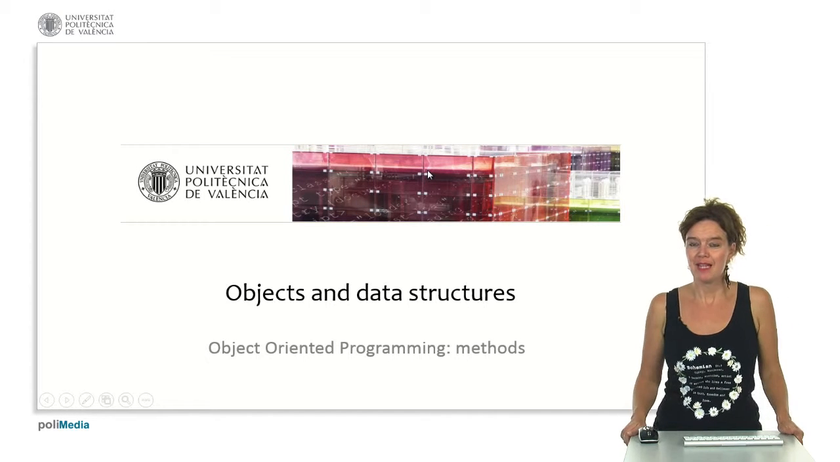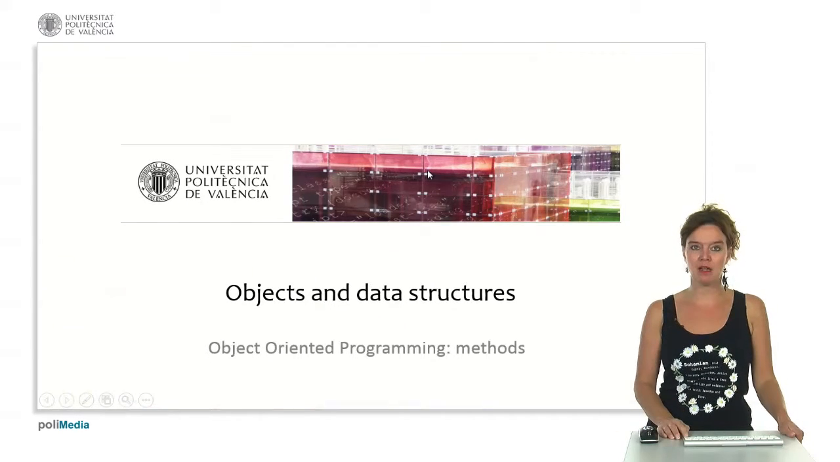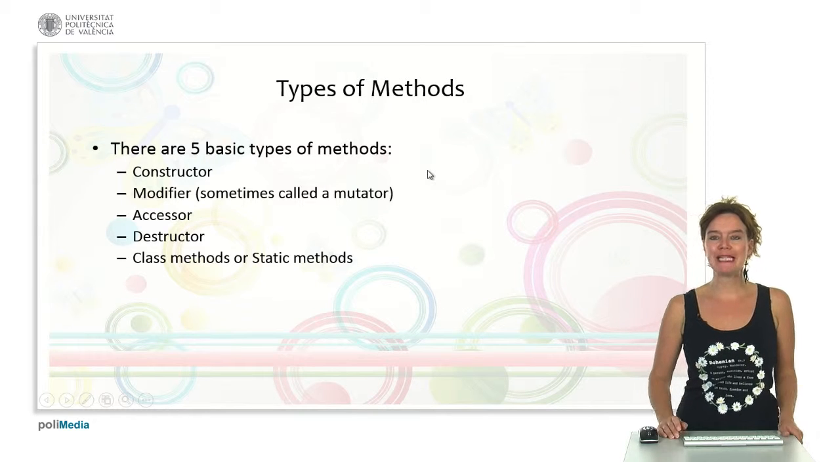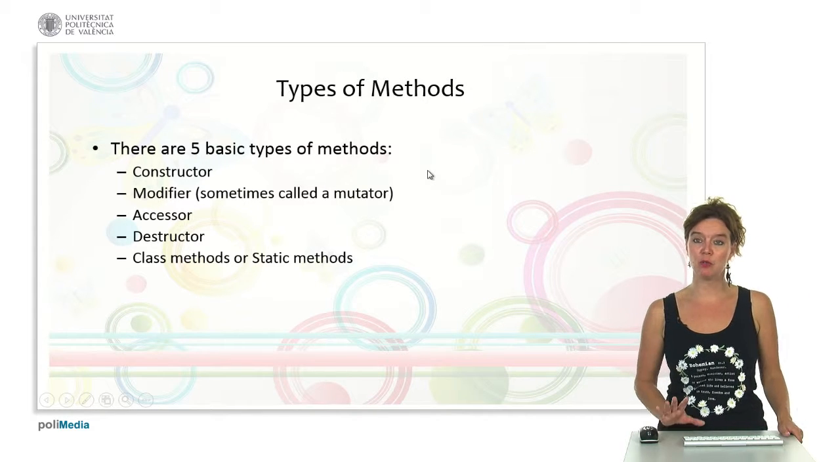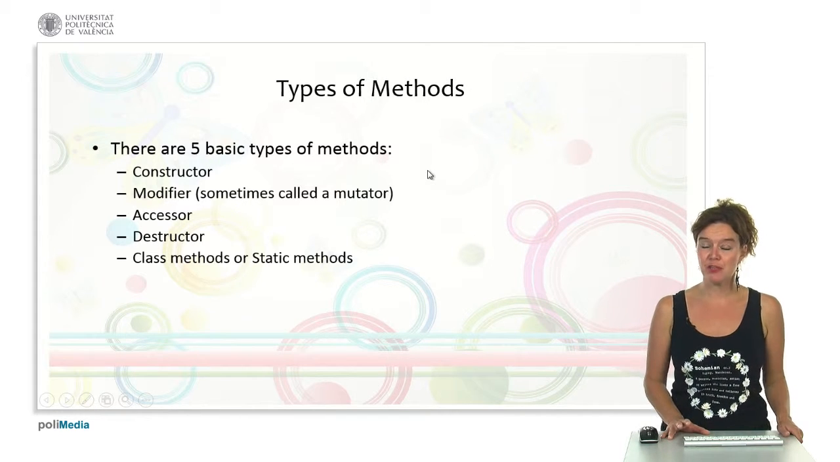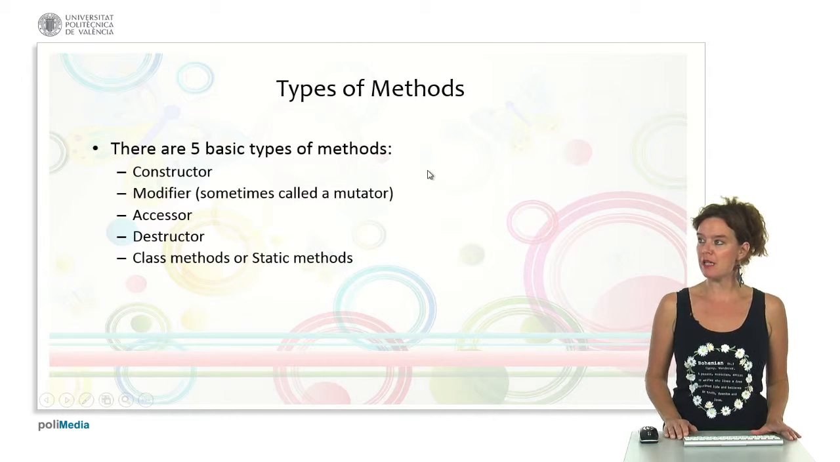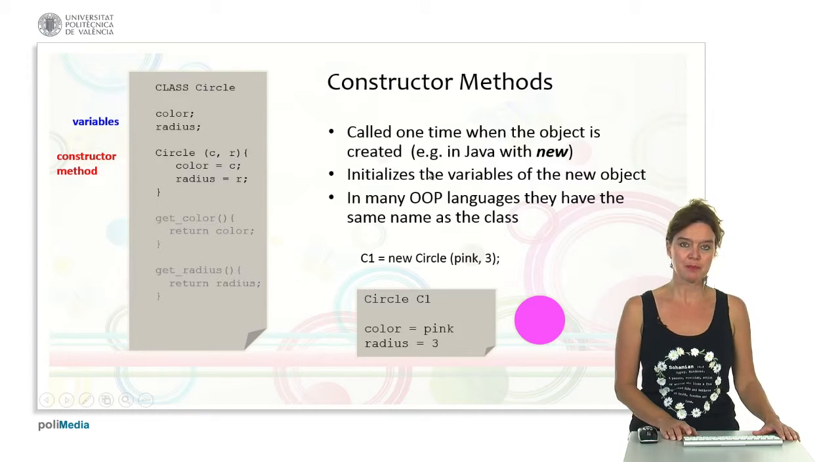Hello again. Let's look now in this small video a little bit better at methods of a class. So there is basically 5 types of methods that we can define in a class. So there's constructor methods, modifier methods, accessor methods, destructor methods, and static ones. So let's start with the constructor methods.